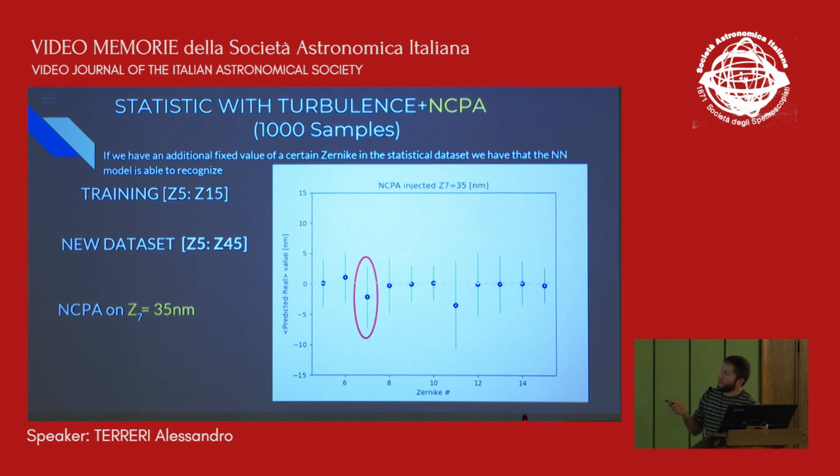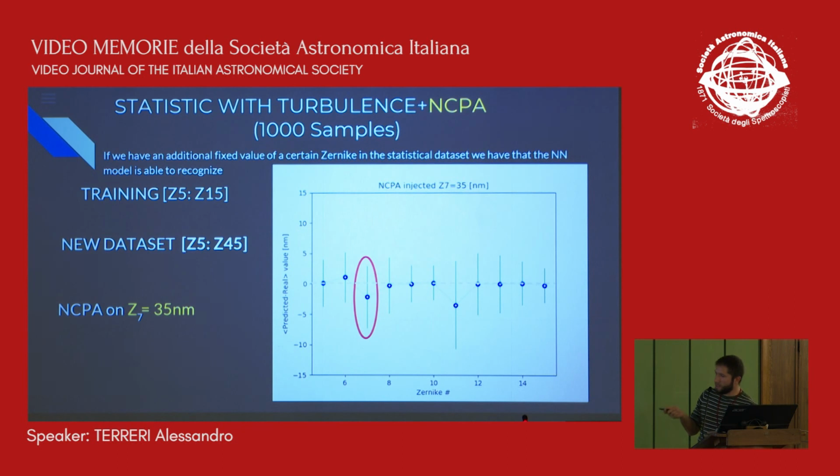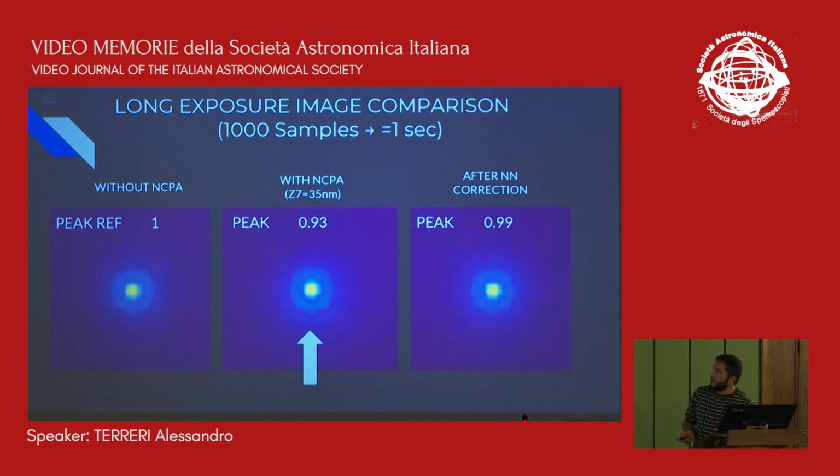At the end, we can insert a new aberration, imagining that this new aberration represents a turbulence, and so we can now set a constant offset of Zernike of 35 nanometers, and we can see that the neural network is still able to reach an error which is around 0, so it seems to work even for the statistical case. And this, at the end, is the result.